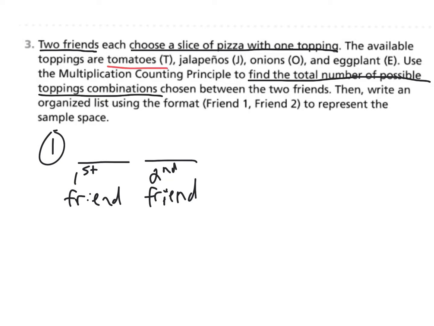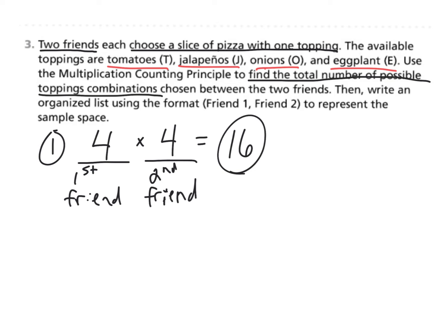So their options are tomatoes, jalapenos, onions, and eggplant. So that is a total of 4 options. So I'm going to put a 4 on that blank. The second friend, they have the same options, so 4 options. Multiplication counting principle says if we multiply those, that's going to tell us how many different possibilities we have. So we have 16 different possibilities.